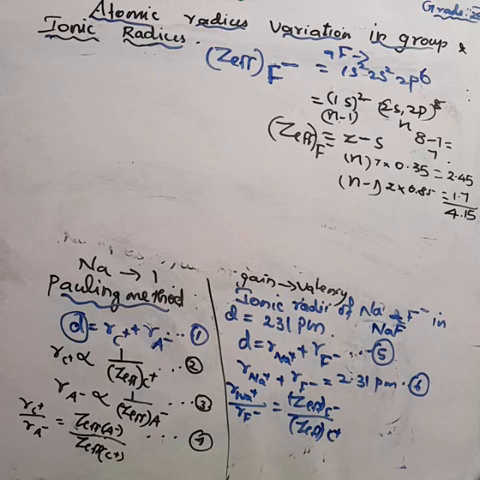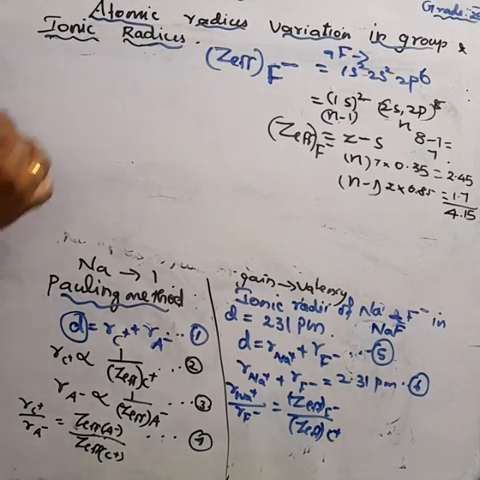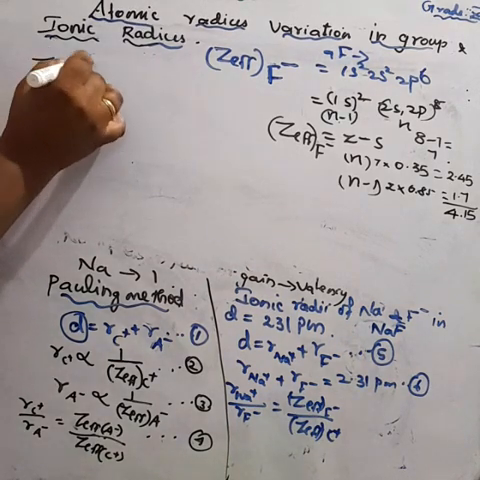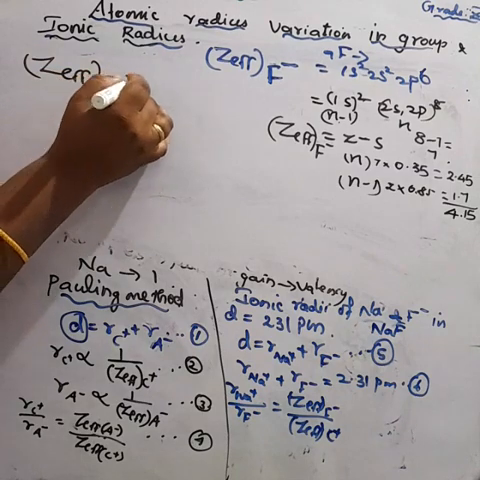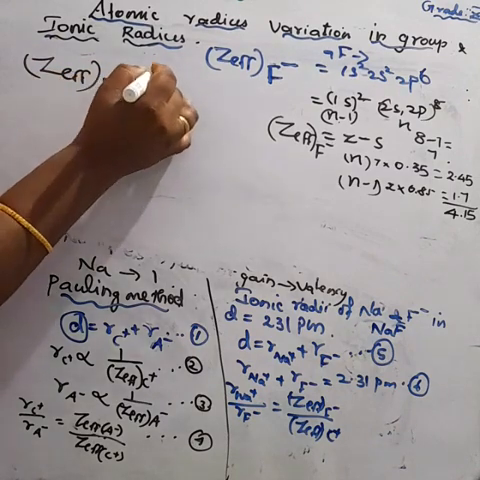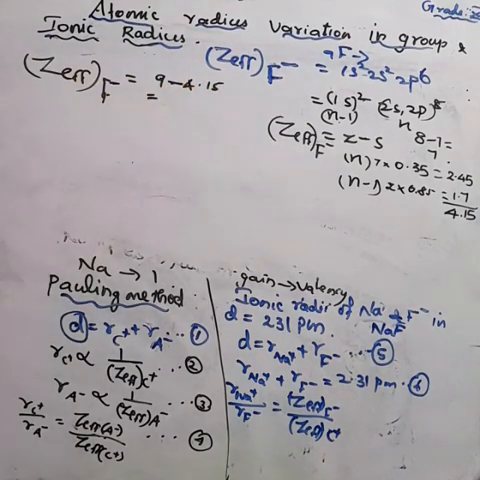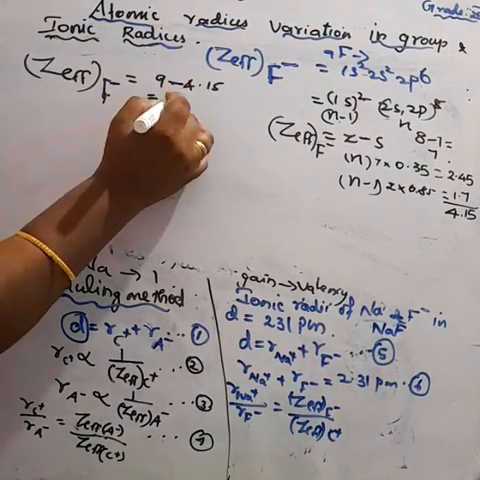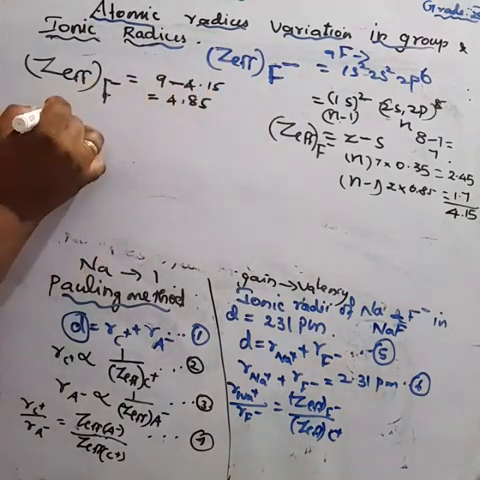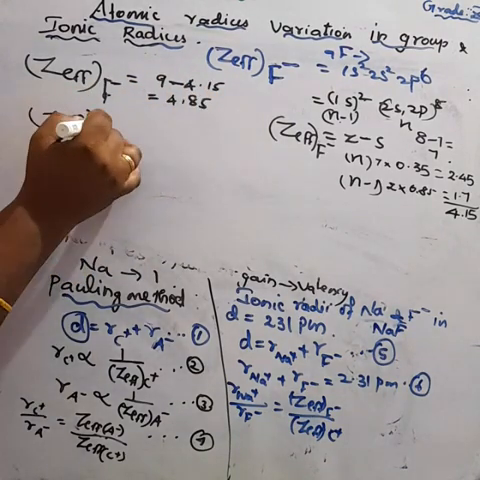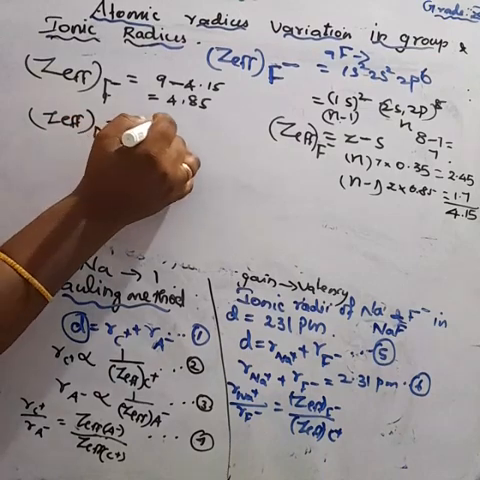9 minus 4.15, what is the value we get? 4.85. Okay, like that we are going to calculate the effective nuclear charge for the sodium ion, the sodium cation, that is Z_eff for Na+. So what is the atomic number? Z minus S. Z means the atomic number for sodium, 11, minus, what is the S value?